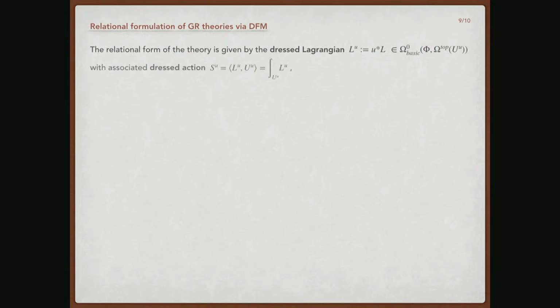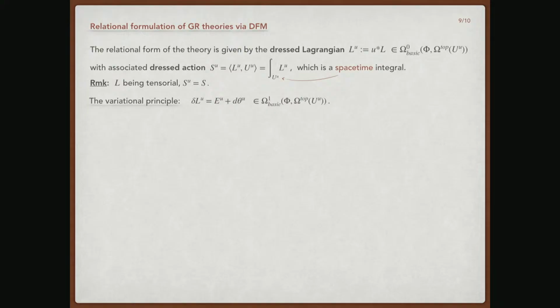Next, we say, okay, let's dress the Lagrangian, which is just a pullback of the naked Lagrangian. I can dress the action, which is the dressed Lagrangian, a functional of the dressed field on a physical region, which is a space-time integral. So L being tensorial, the dressed action is the same as the bare action, meaning numerically it gives the same number.